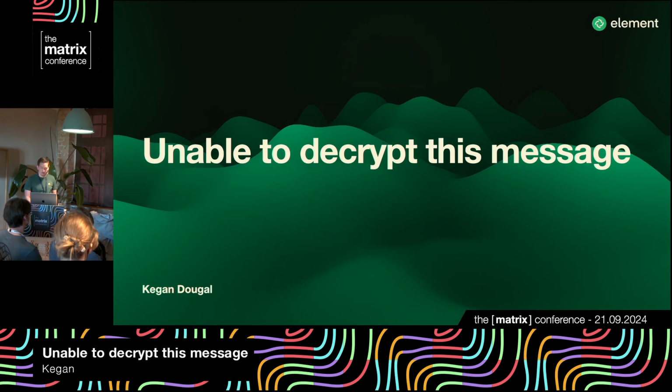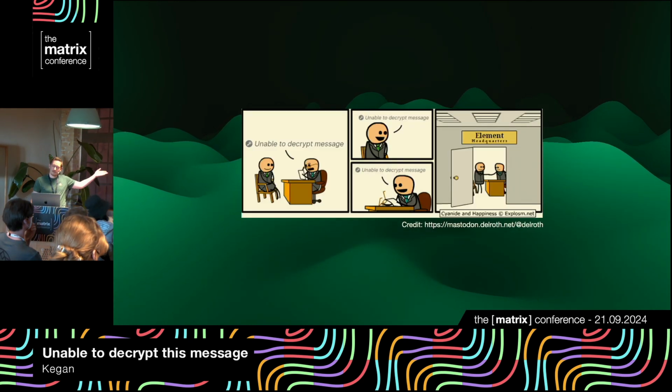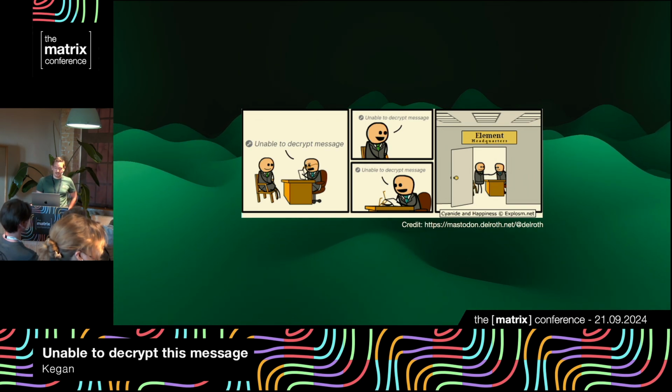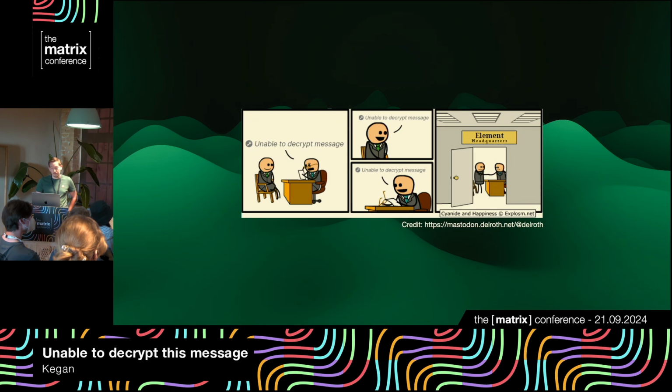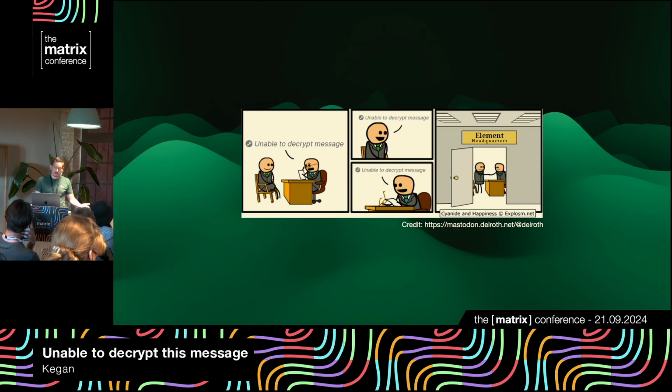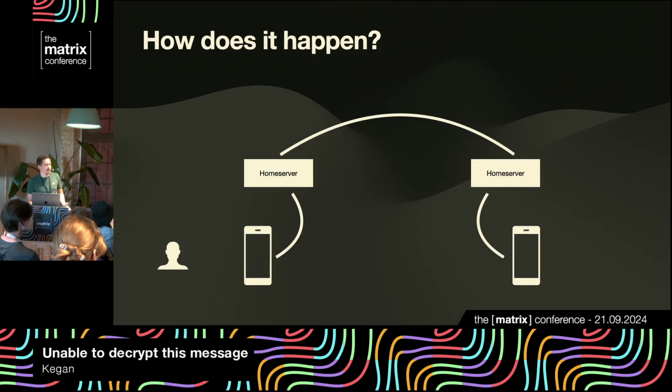So first of all, what do UTDs even look like? Here it's the butt of jokes for many people. UTDs are basically error messages that are displayed to the user every time they receive a message that they can't decrypt. And the text can vary on different clients, so it could be "waiting for this message" instead. But either way, the end result is the same, that you can't read what someone wrote to you. So how does this happen?